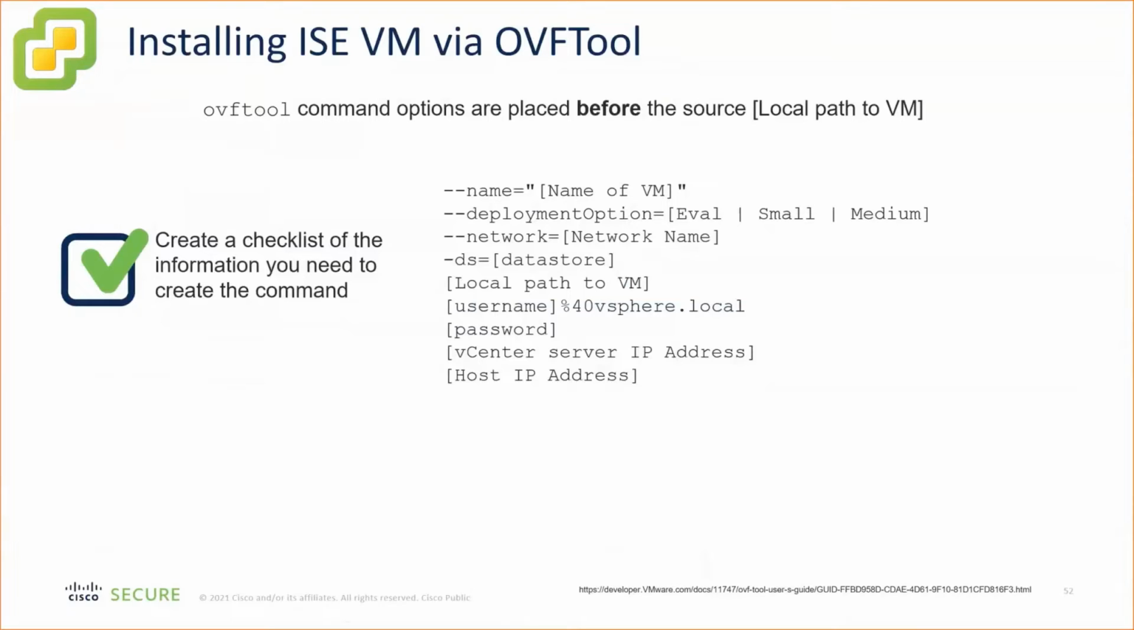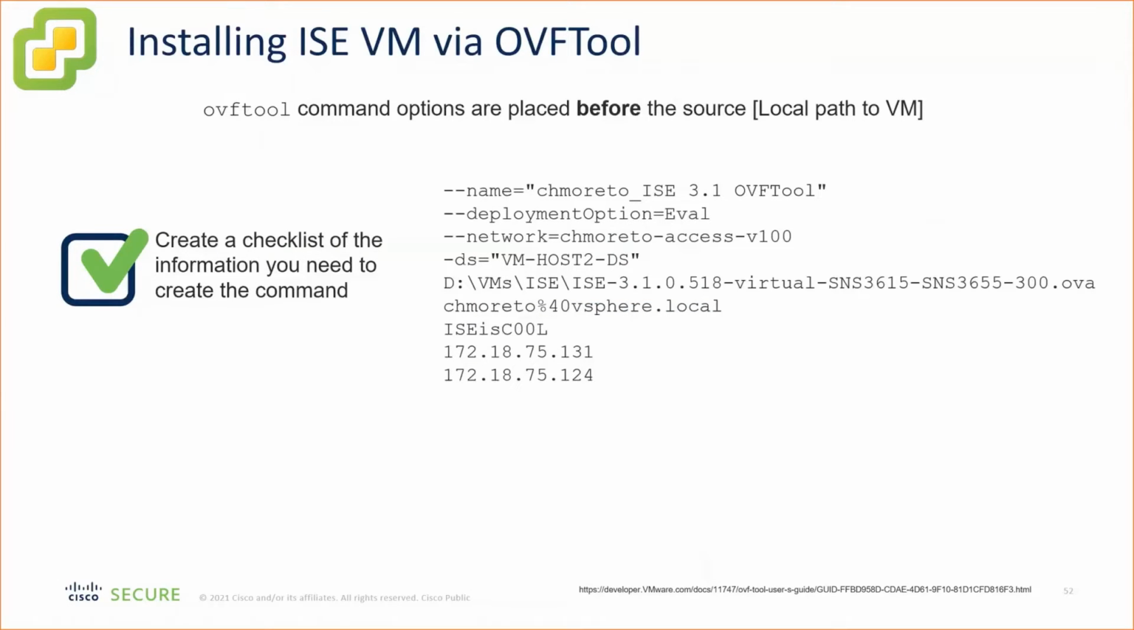Now you saw everything that we had to go through to be able to deploy that OVA. We had to give it a name. We had to choose the size. We had to choose the network, data store, tell it where the VM was. So we're going to gather all that information and we're going to create a checklist here. And this is what it's going to look like.